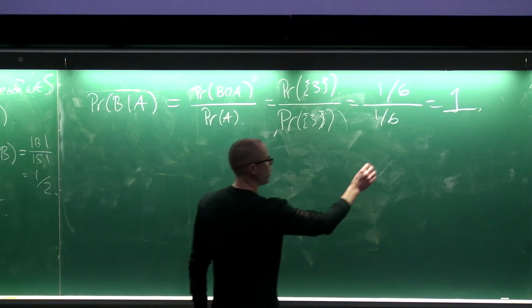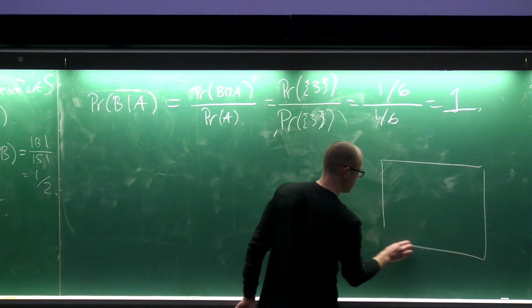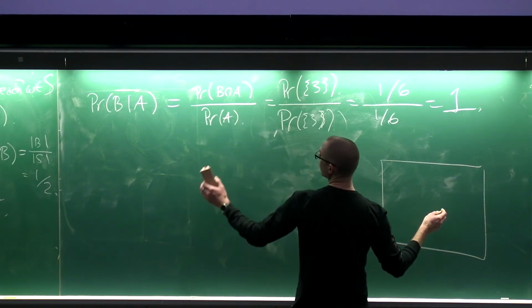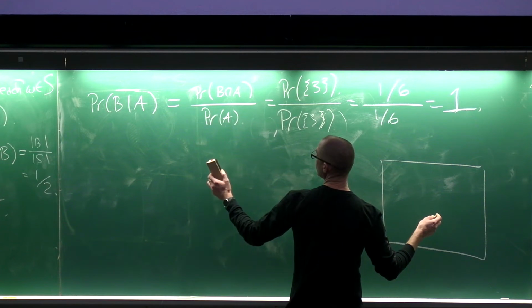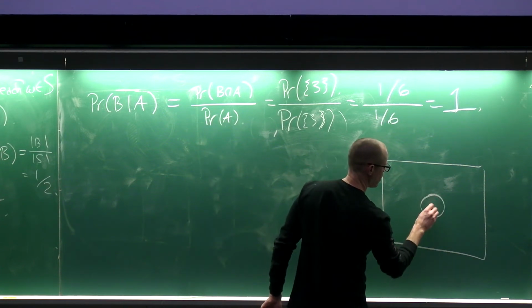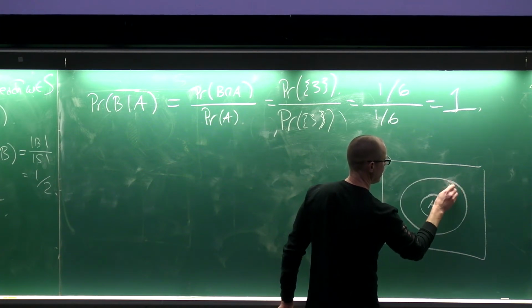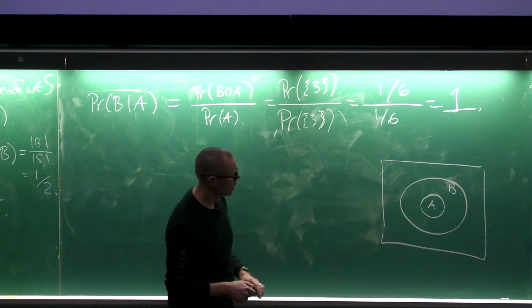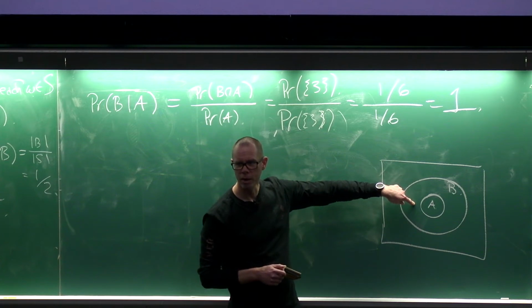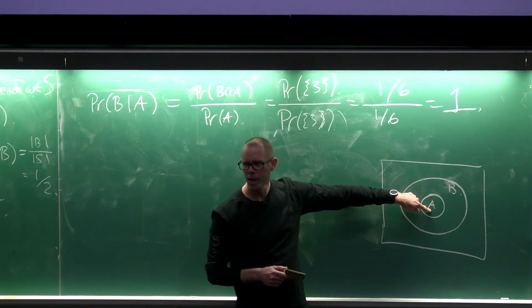And really the picture here is the following. I told you that I was getting A, and I asked you what's the probability given A that I'm in B. This is what the Venn diagram looks like, right? Told you I'm in A, that implies you're also in B.